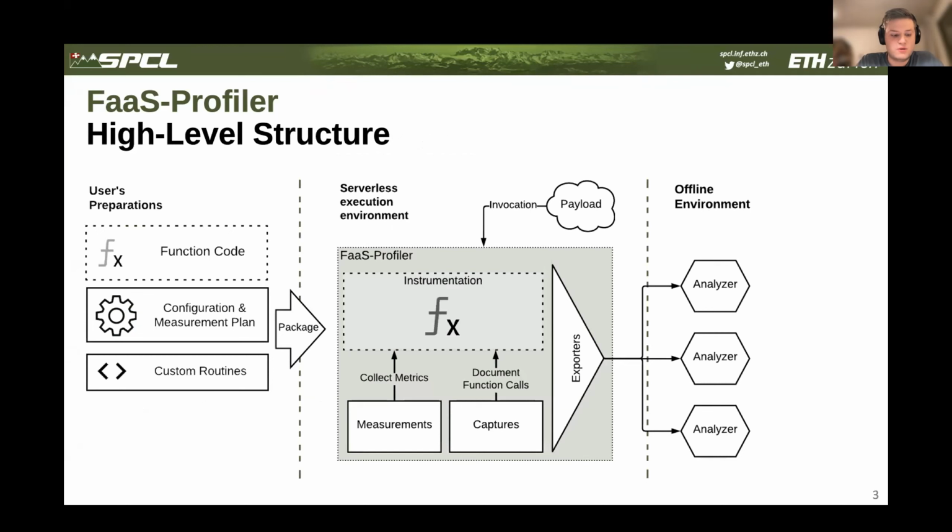Here you see the general structure of the tool. Given your function code for whose execution you want to collect data, you need to define a measurement plan that defines which measurements you want to perform. Here you also have the possibility to include user-defined routines. Then FaaS-Profiler is executed in the serverless execution environment. The serverless function is executed under active instrumentation and all your measurement routines are collecting the data during your run. At the end, it all gets exported to your destination of choice, such that you can analyze and visualize it offline on your local machine.